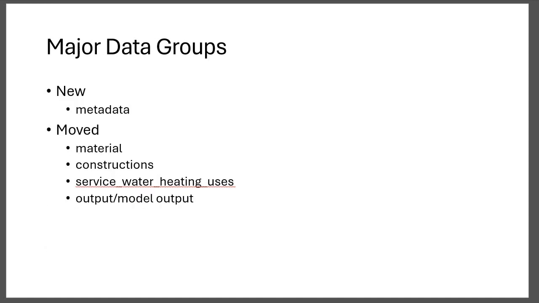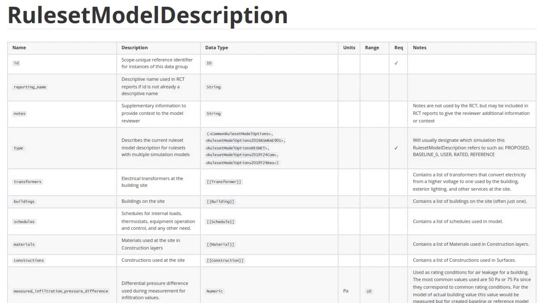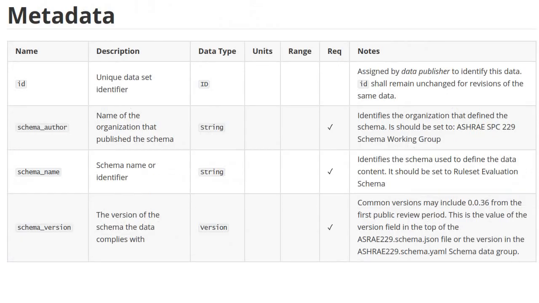So I'm going to walk through these major data groups that have changed. First one is meta, the metadata group. So let me find that for you. So this is a brand new data group that was added basically because it's just a common use case to have metadata. It's described in SPC or in Standard 232 and has also been adopted by Standard 205, I believe.